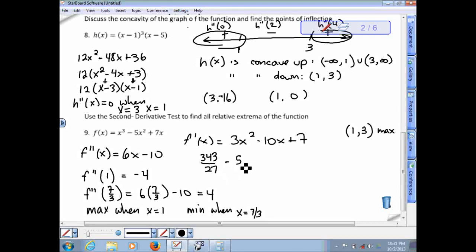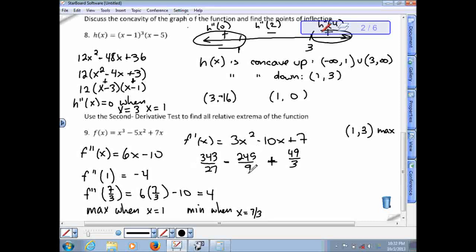So 343/27 minus 5, and then (7/3) squared is 49/9, plus 7 times 7/3. So simplifying this over here, we get 49/3. 5 times 49, let's see, 5 times 50 minus 1, this is 250 minus 5, so that's 245 ninths. This is minus 245 ninths.